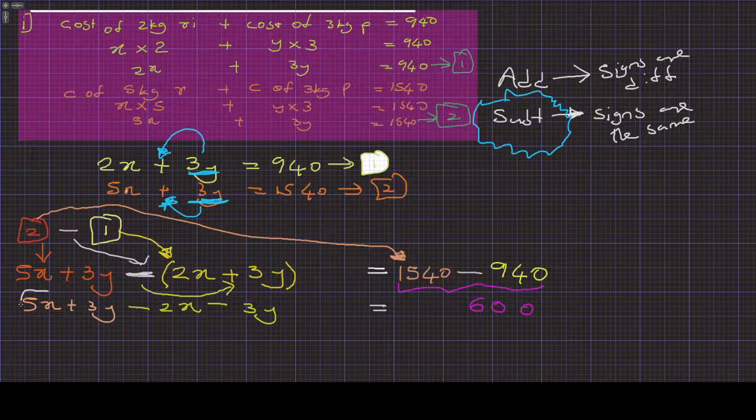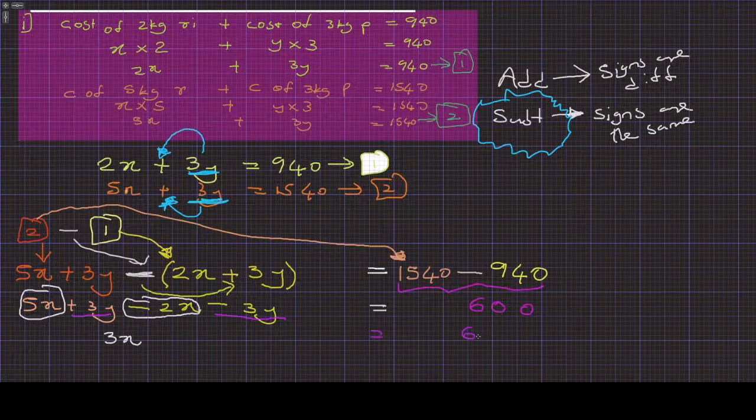5x minus 2x. What is 5x minus 2x? That is 3x. What about the y's? Plus 3y minus 3y. What is plus 3y minus 3y? 0. Obvious. That was our plan. We wanted y to get destroyed, or y to be eliminated. So as we planned, it's happening. Y is no more. So 3x is equal to 600.